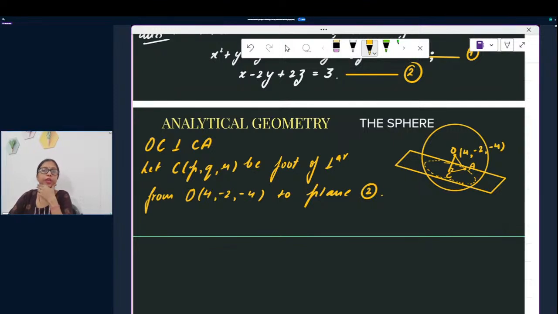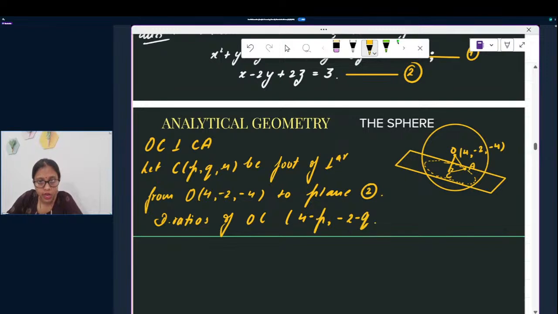To find the foot of the perpendicular, it is much easier if I find the equation of OC first, and then I can find the point. So let's find the equation of OC. For OC, I need a point on OC, which is O, given, and then I need direction ratios. So direction ratios of OC are 4 minus P, minus 2 minus Q, and minus 4 minus R. And OC is perpendicular to CA.